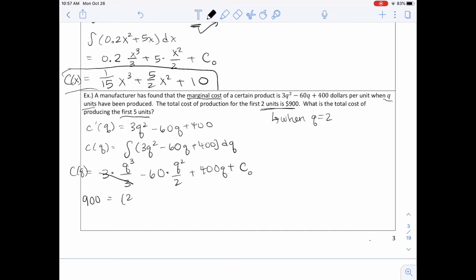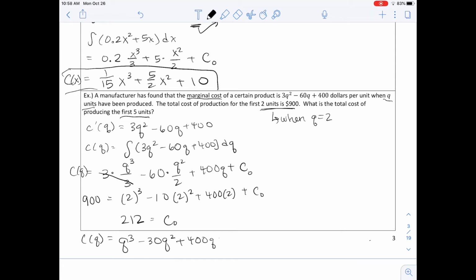So this is going to be 2 to the third minus 30 times 2 squared plus 400 times 2 plus c naught. Working this out, you arrive at a value of c naught equal to 212. And so our function is going to be C of q equals q to the third minus 30q squared plus 400q plus 212.